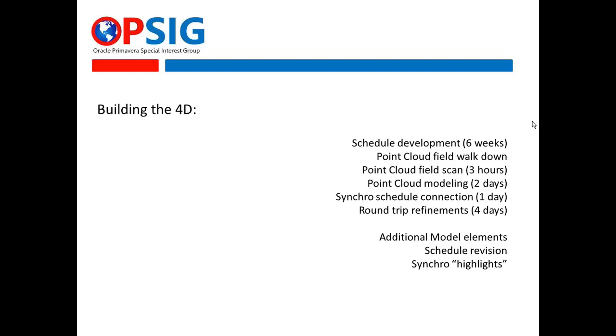Did a point cloud field walk down, meet and greet with the vendor that we selected to partner with. Did a point cloud field scan, took 3 hours, 11 scans on a tripod with a Faro scanner, full color point cloud was a product of that. Then our vendor did point cloud modeling. Took about 2 days to produce a point cloud that'll be the basis for the model that I'll show you in a bit.